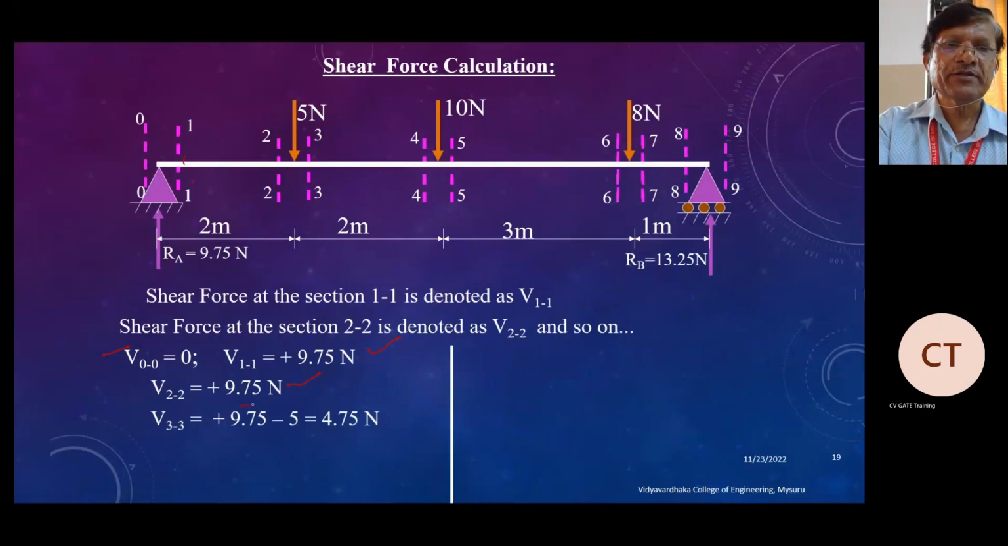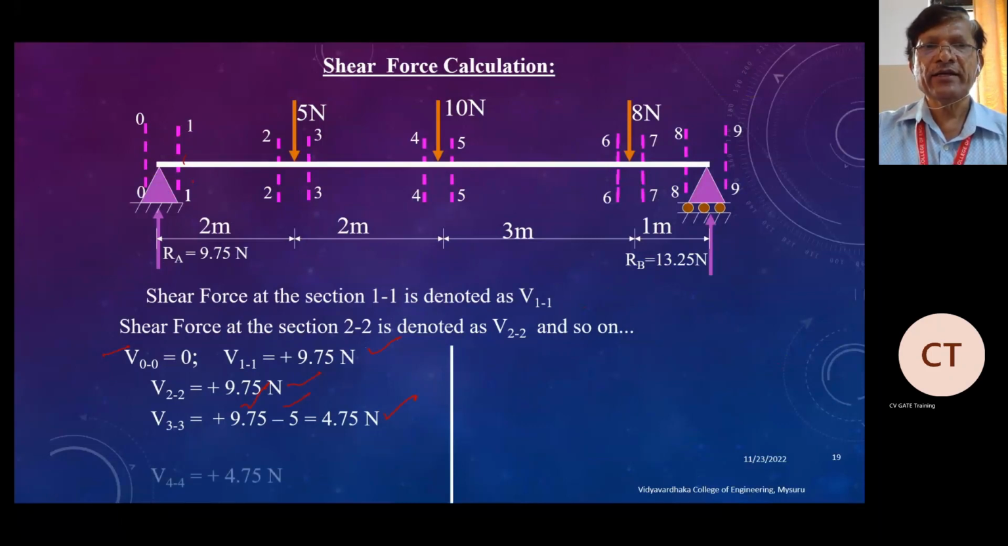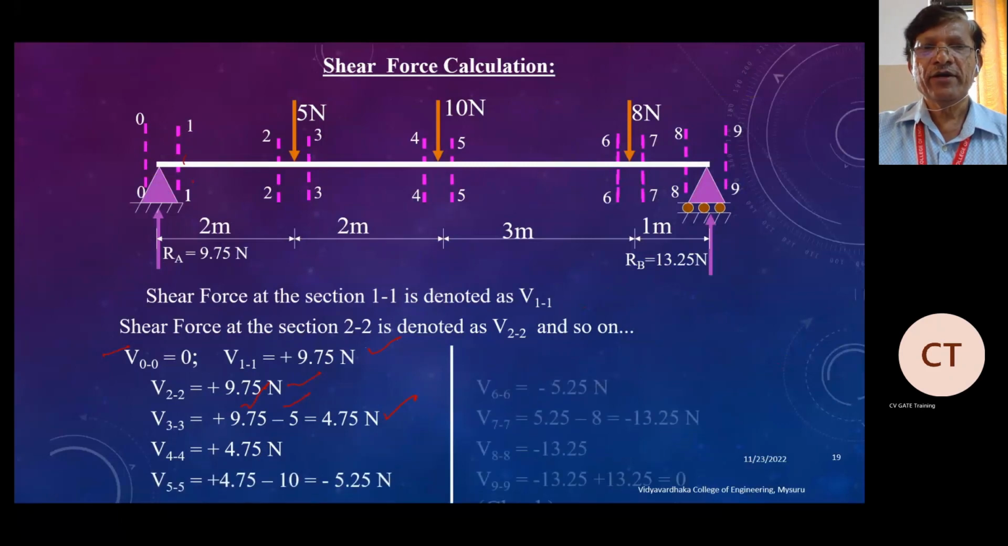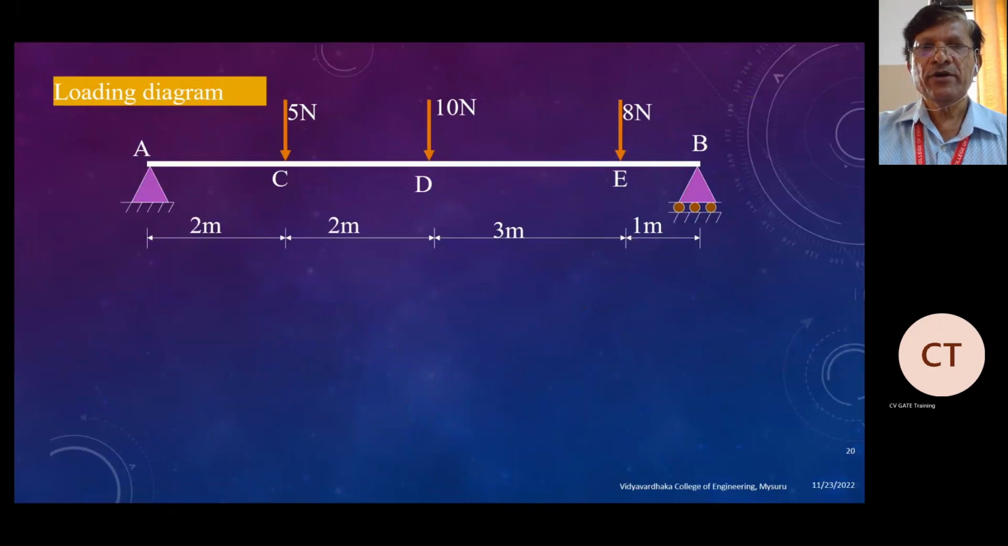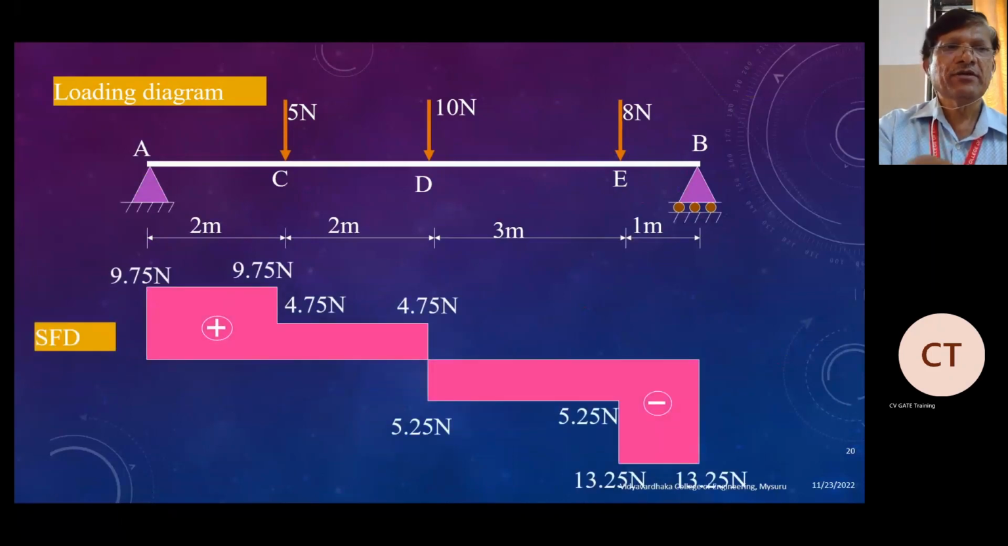That is why it is positive, and this force acting downward is negative. So the resultant will be 4.75. Similarly, we can calculate the other points for V4 and V5. So the shear force at 6 and the shear force at 7. Finally, we can draw the shear force diagram similar to this one.